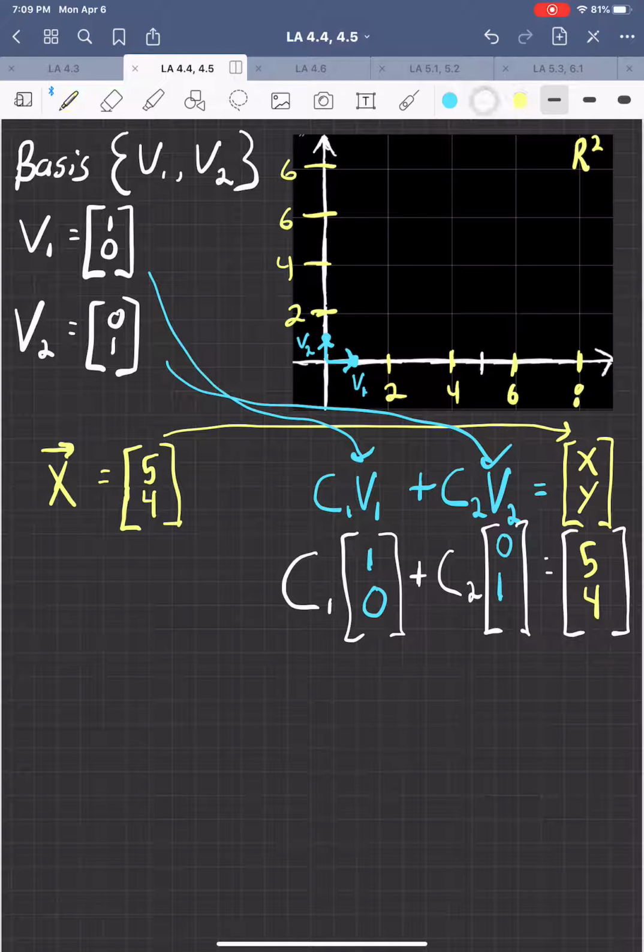I'm going to show you how you would approach this really quickly. Actually, since this is such an easy case, let me just get you to where I want you to be. It's simple enough that we know we're going to move 5 in the x direction and 4 in the y direction. So this is what our linear combination looks like.